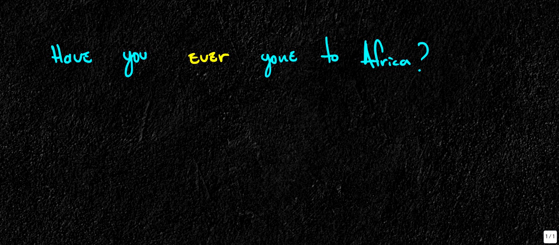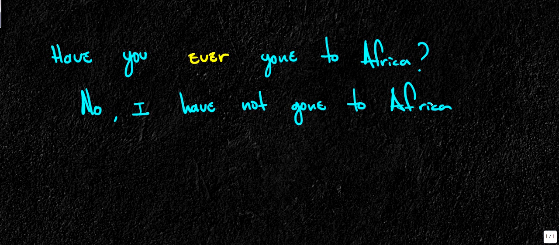Now, ever has a negative form, which is never, right? And we can use never in substitution of not to transform a sentence into negative. So, for example, I could say, no, I have not gone to Africa. Or I can substitute not and just include never and say, no, I have never gone to Africa. Again, you are saying the same thing. If you say the negative form, I have not gone to Africa, or if you say I have never gone to Africa, the message is the same.